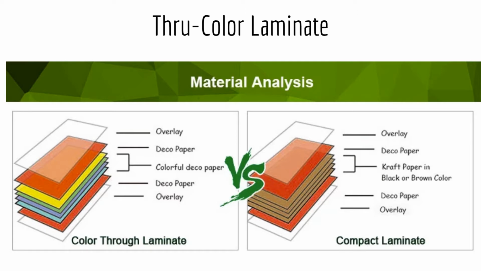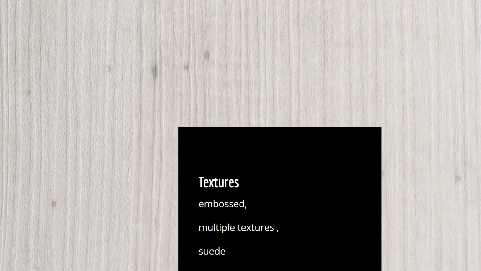Through-color laminates are different in that they consist of multiple layers of the same deco paper or multiple colors for a layering effect on the edge. Compact laminate itself has a standard craft paper in the center.